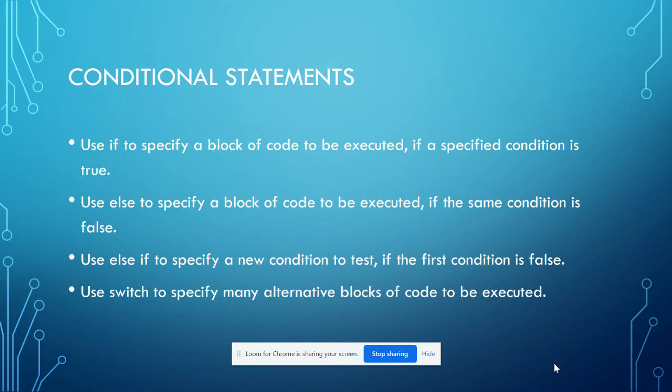You can also use else if to specify a new condition to test if the first condition is false. So you could have, like, if a number is a multiple of 3, do this. And then else if a number is a prime number, do this. Else do this. If it's not a multiple of 3 or prime, it's going to do the third option, okay?